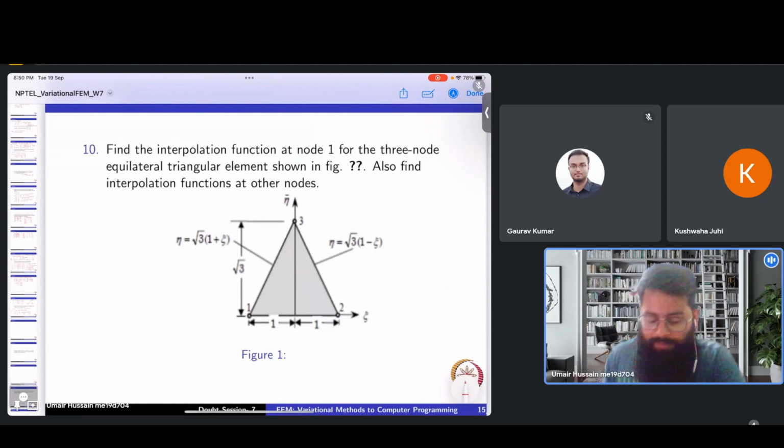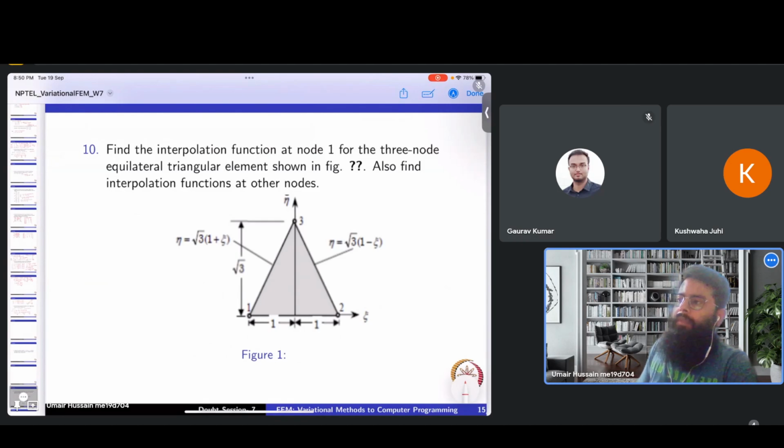So we have an element, a triangular element, in which the equations of the lines are given. So how do we find the approximation, the shape function for this kind of element? Anyone, any guesses?